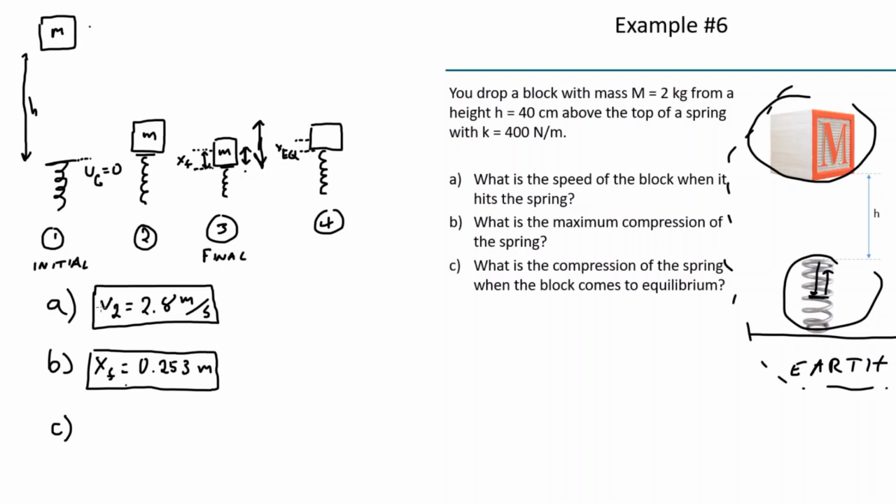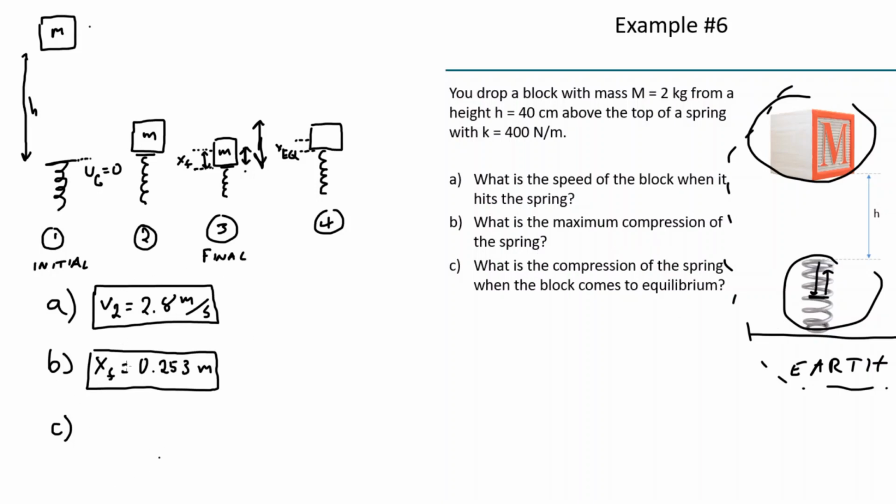Okay, for part C, what is the compression of the spring when the block comes to equilibrium? Well, this block is going to bounce up and down on the spring for a while until it comes to rest at some equilibrium position. And this means that the net force acting on this block equals 0 when it reaches equilibrium. So part C actually isn't an energy problem, it's a force problem. And the exact details of how this block bounces up and down and comes to rest we'll learn about later when we study harmonic motion and oscillations in the last couple weeks of the course.